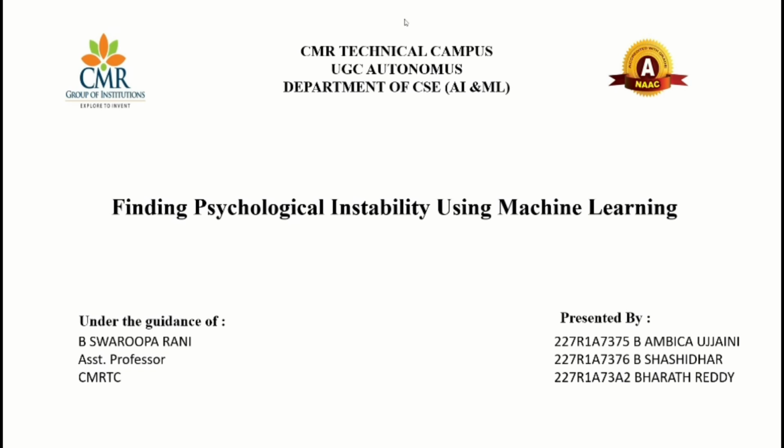So to avoid this, my teammates Shashidhar and Bharat and me, Ambica Ujjaini, developed this machine learning based stress detection system that uses surveys and social media posts of individuals to identify early signs of psychological instability with the help of algorithms like random forest, support vector machine, and decision tree. Our system can predict stress levels with high accuracy. So let's get into the project.